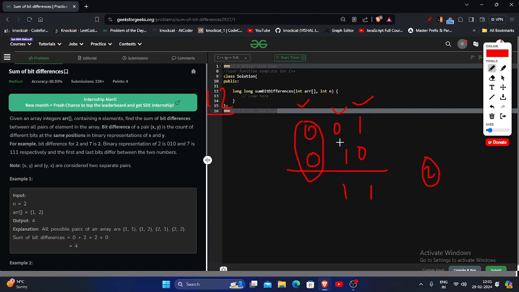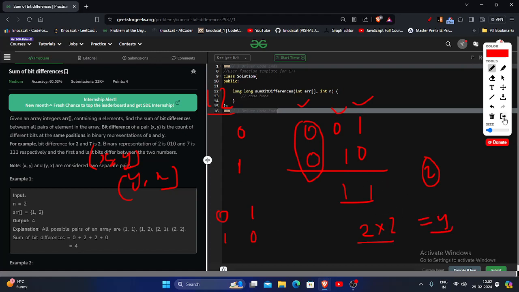But xy and yx are considered as two different pairs. That means if this is 0 and this is 1, then 0, 1 is one pair, and 1, 0 is also a different pair. We will consider them as different. For 0, 1 we have already calculated that the bit difference is 2 because we have different bits. For 1, 0 also we will just do the same thing.